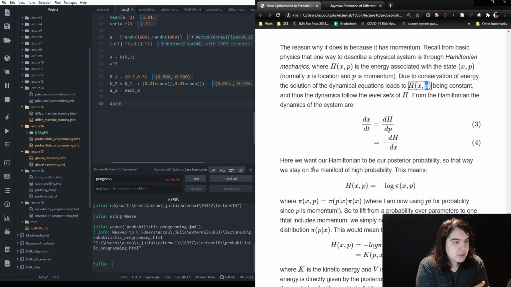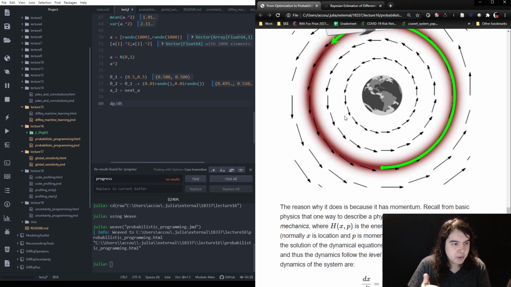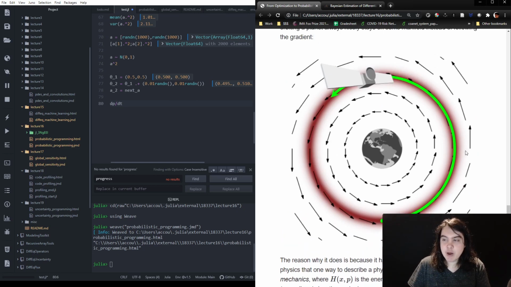So what that means is we want to make the Hamiltonian equal to the minus log of the probability distribution, because then the minimum energy would be the points of the highest probability, right? Why do we want the minimum energy? Well, remember that physical systems always move towards the minimum energy.